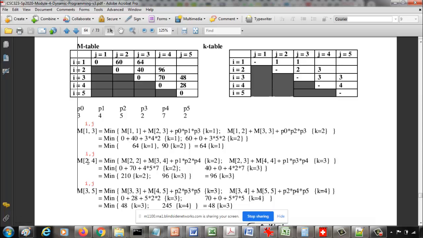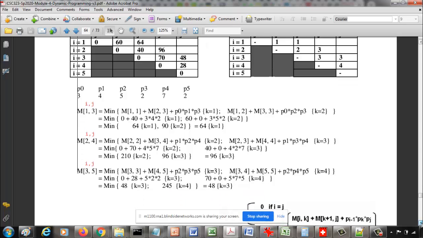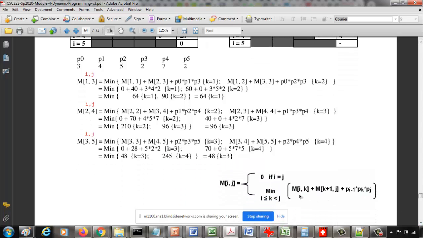So let us now do m of 2 comma 4, which means i is 2, j is 4. So our k is either 2 or 3. If k is 2, what does the recurrence look like? Again we fix i and j, so i is 2: m of 2 comma 2, plus m of 3 comma 4, plus, you see, k, i and j, so this is p_{i-1}, so it's going to be p1, and this is p_j, so it's p4, so p1 times p4, and k is 2, so that's p2, that is p_k. So from here pick your p1, p2, p4 and multiply them. m of 2 comma 2 is 0, and 3 comma 4 we just found in the previous iteration as 70, so the result is 210 for k equals 2.